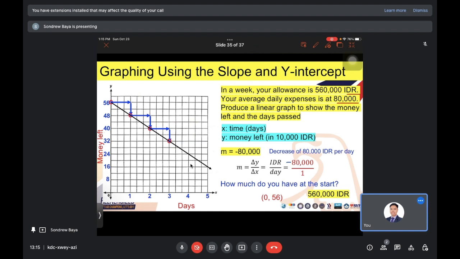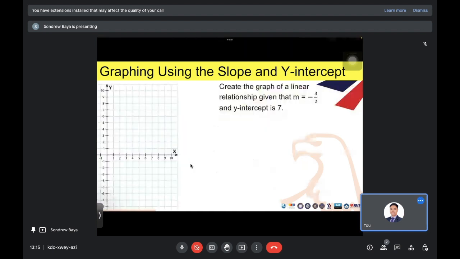Finally, let's have one last example. Create the graph of a linear relationship given that m is equal to negative 3/2 and the y-intercept is equal to 7. By the way, you can pause this video and replay if there's a need. All right. So here, your m is given as negative 3/2. How do we interpret it? Since it's a fraction, we can say there is a decrease of 3 units in y every 2 units increase in x.